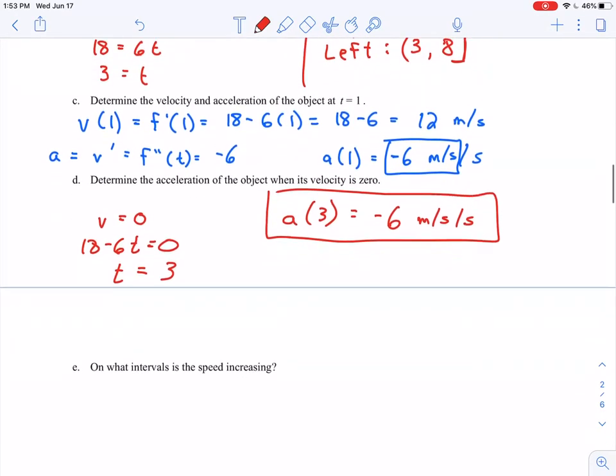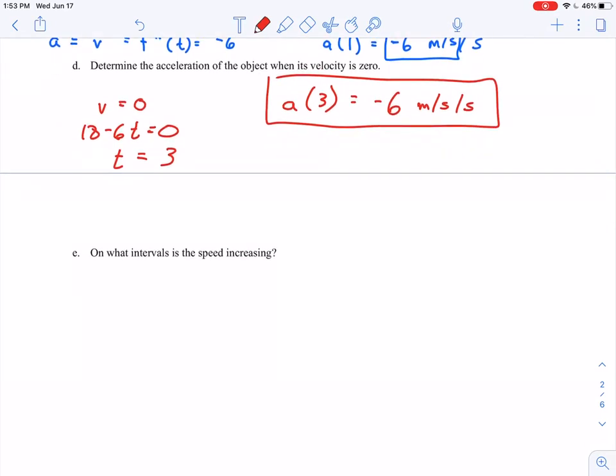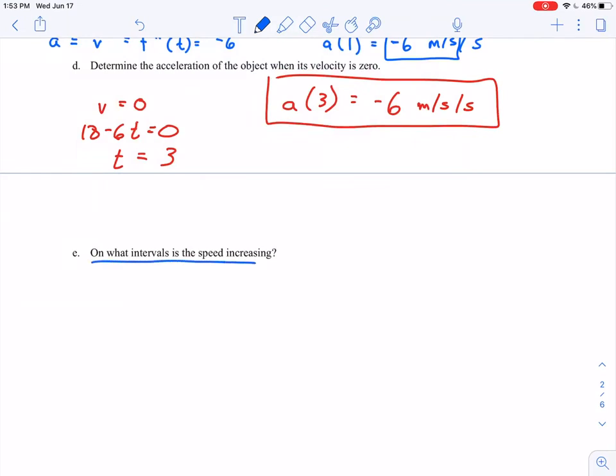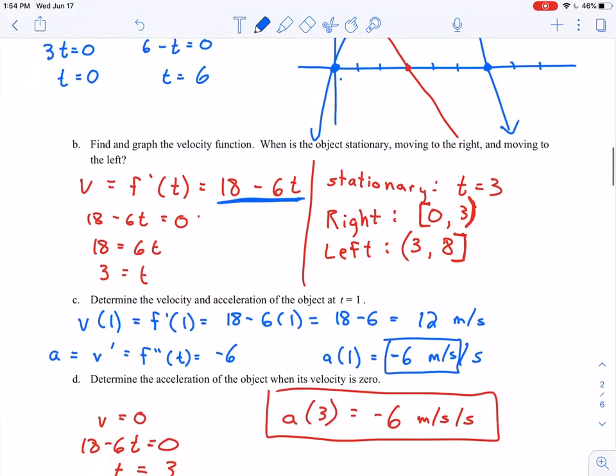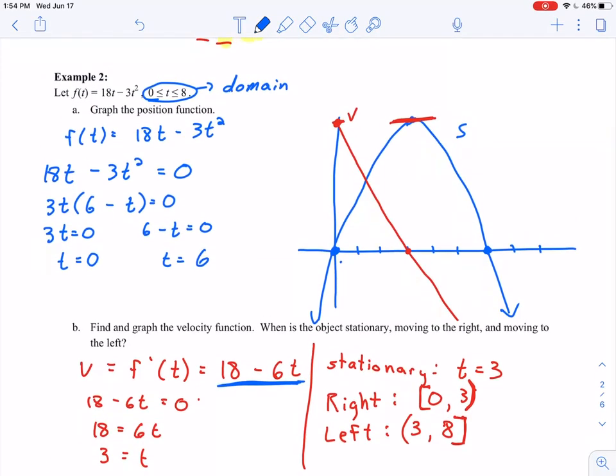Last question for this particular example is a little bit tricky. It says, on what intervals is the speed increasing? This one's a little bit tricky. So let's go back up and look at our graph. I think that's going to be the best way to look at this. So this blue parabola, remember we said that was position, so I don't want to use S, maybe that might be confusing. Let's talk about this as position.